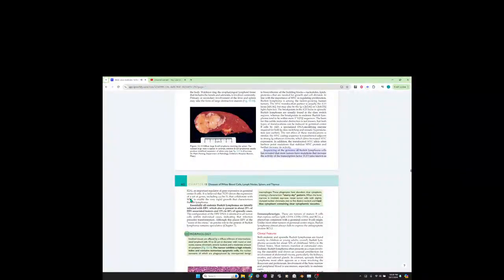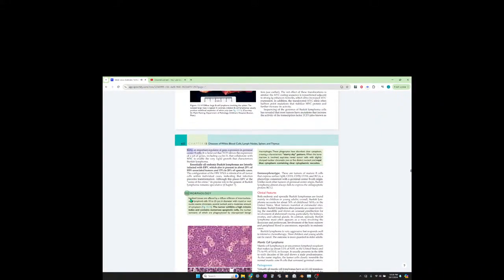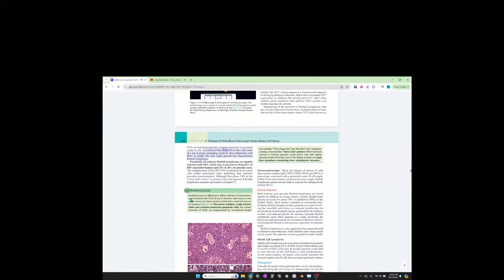Sequencing of the genomes of Burkitt lymphoma cells has revealed that most tumors have mutations that increase the activity of the transcription factor TCF3, also known as E2A, an important regulator of gene expression in germinal center B cells. It is believed that TCF3 drives the expression of a set of genes, including cyclin D, that collaborate with MYC to enable the very rapid growth that characterizes Burkitt lymphoma.